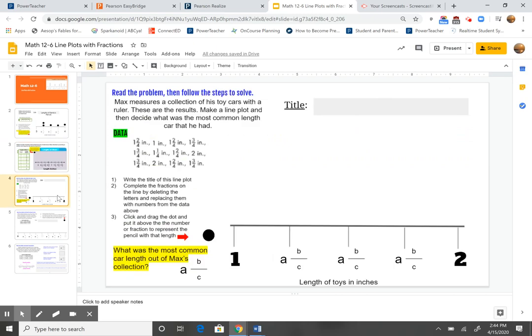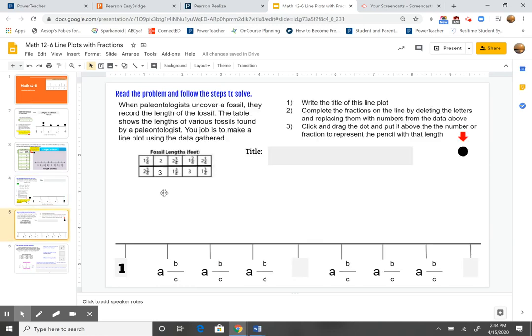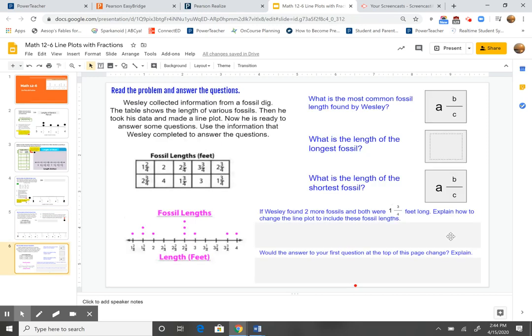Then as you move on, this too has quite a bit of data, and this is for Max's collection of his toy cars. Same thing, you've got to set this up just like I did, and I added one more question below that. And then same with this one too, except this one has an even longer number line. Think about that as you're doing it. And the last one is going to be answering some questions based on this story problem and this line plot that was already completed for you.